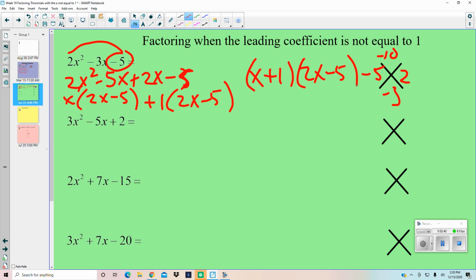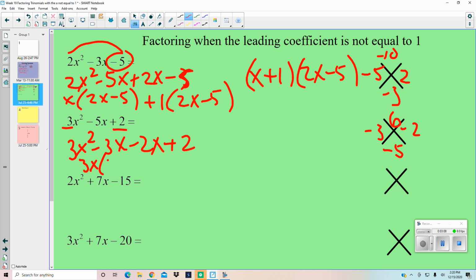Next one, I'm going to take 3 times 2. 6 goes up top. Then the negative 5 goes on the bottom. Well, the only option would be negative 3 times negative 2 gives me positive 6, and negative 3 plus negative 2 gives me negative 5. So I have 3x squared minus 3x minus 2x plus 2. So I can take a 3x out of the first 2 terms and a negative 2 out of the next 2. So that gives me 3x minus 2 and then x minus 1.